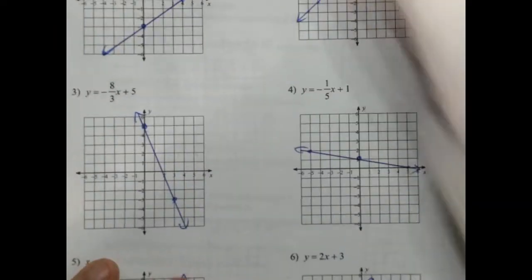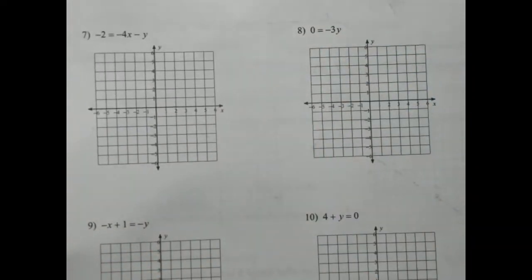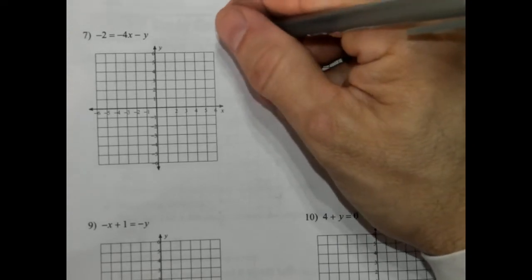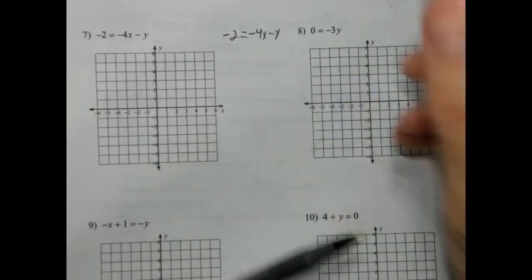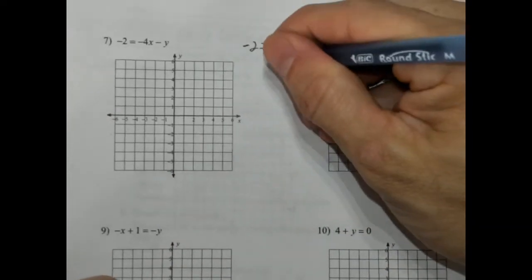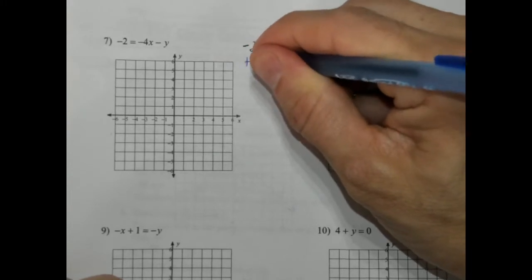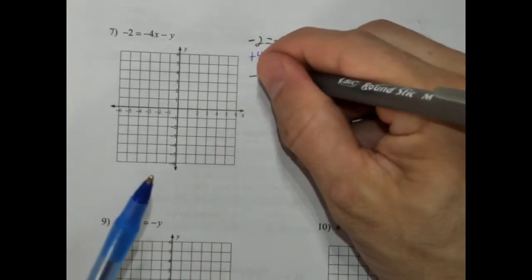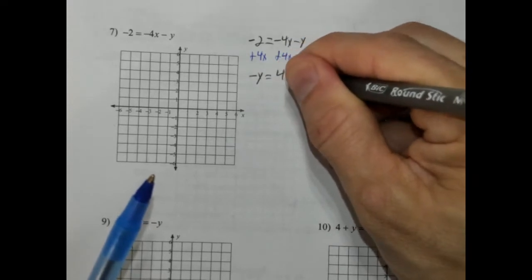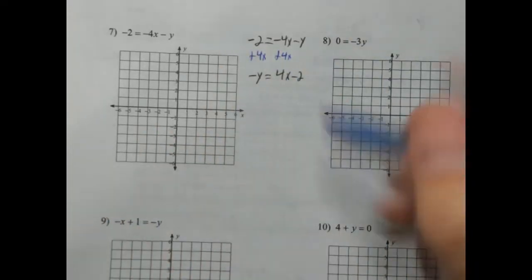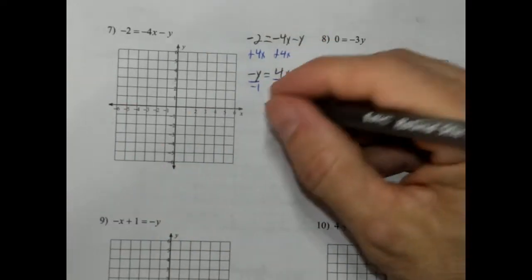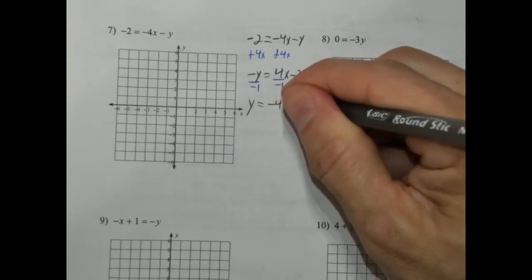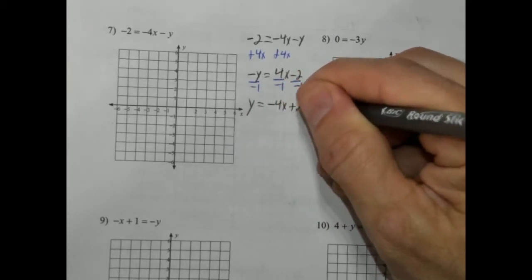Okay, let's get to the back where we have to do some manipulation here to get these equations graphed. Alright, so this one looks like it's in standard form. So -2 equals -4x minus y. We're going to get y by itself, so we're going to add 4x to both sides. And while I'm at it, I'm actually going to switch sides, so the negative y will be over here, and 4x minus 2. So just switch sides here. Now we're going to divide by -1 to make that positive y. So I'm going to change everybody's signs. So it's going to be -4x plus 2, and then let's graph it.